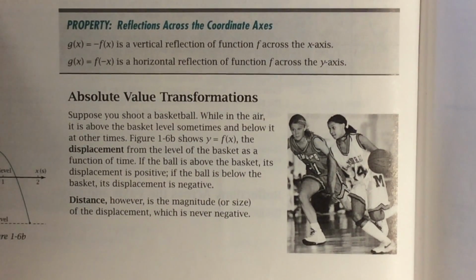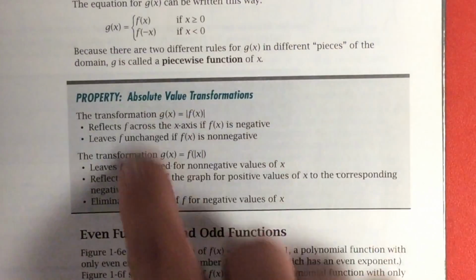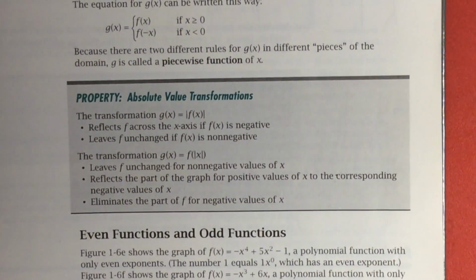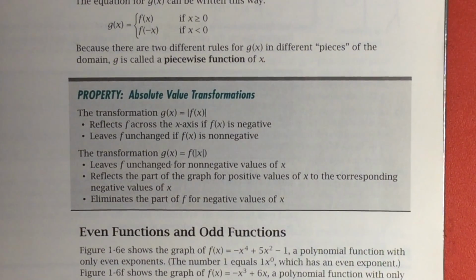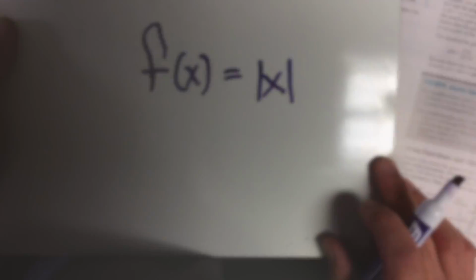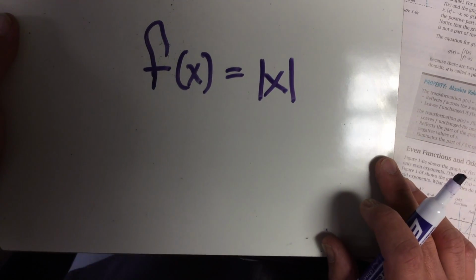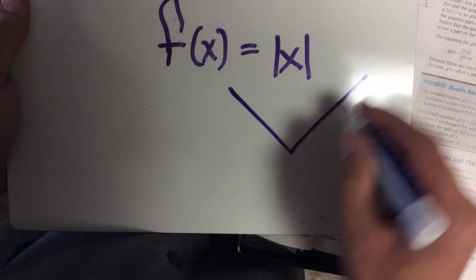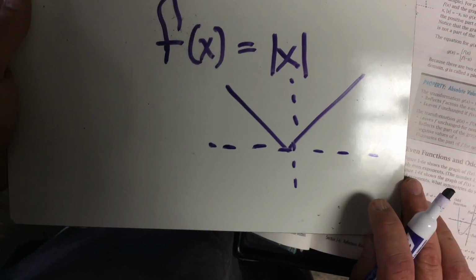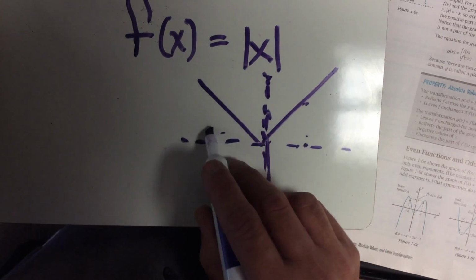And then absolute value transformations, we're talking about this. These instructions are kind of rough to follow, but you've already done this before, I think. Have you ever graphed this function? Right? What does it look like? Sort of a straight line. It's a V. That's because we're reflecting across the y-axis.